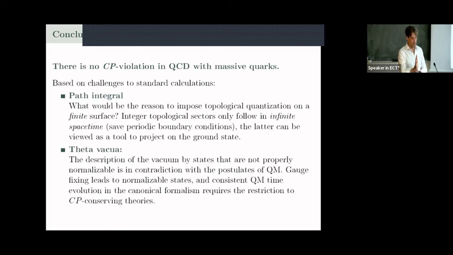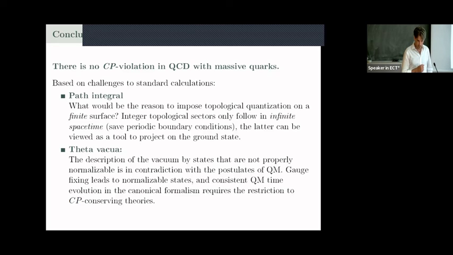So the theta vector, I think one needs to address this and think about it in order to make sense of the density matrix, the canonical density matrix. And a problem that one may identify here, which I don't think has been spelled out in the literature, is that these states are not properly normalizable, which contradicts the postulates of quantum mechanics. So how does the standard procedure agree with quantum mechanics, I'm asking?